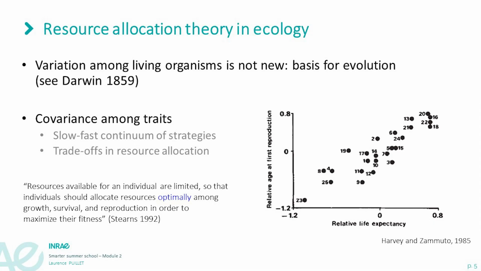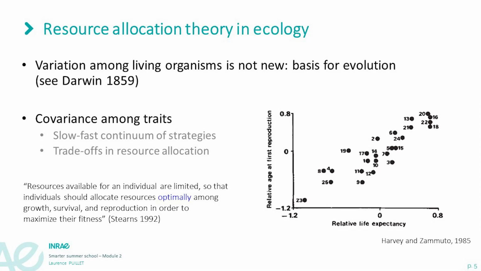So this variation among organisms is not very new. I let you check the old reference from Darwin, but for geneticists, I think it's maybe more this part that is interesting. This theory explains the covariance we may observe among traits. Here is an illustration of the relative life expectancy on the x-axis and the relative age at first reproduction. You can see the covariance among those traits that reflect the difference in the different life histories of those animals. And generally, ecologists say that it's a slow-fast continuum strategy.